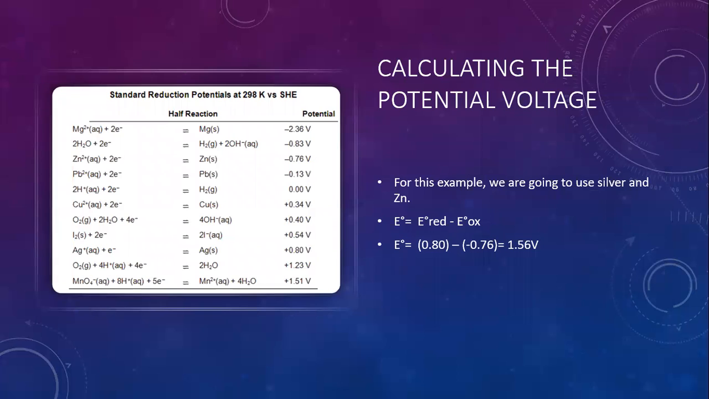So here's an example we're going to use. Silver and zinc. As you can see here, silver is 0.8 and zinc is negative 0.76. You take 0.8, subtract negative 0.76, and you get 1.56. So that will be the potential voltage.